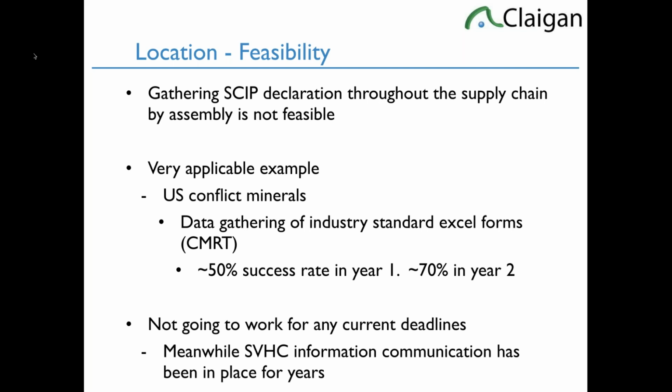US Conflict Minerals provides a really concrete example where it's a simple standard Excel form with data that you provide to each response. What you do in the supply chain is gather this industry standard Excel form. In year 1, the companies that are draconian about it and really hammer on their suppliers had about a 50% success rate. In year 2, if they're really draconian, they had a 70% success rate. Still not what they would need for SCIP. So years from now, we'd still not be there. So it's not going to work with any of the current deadlines.